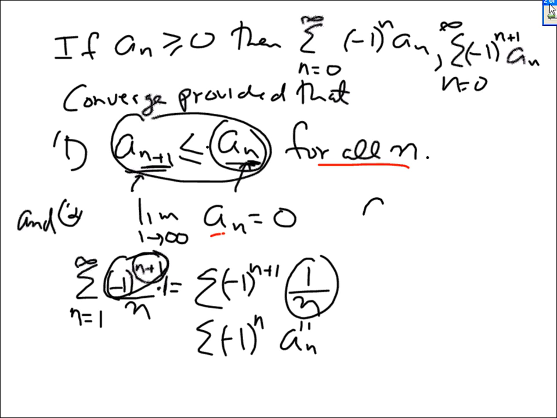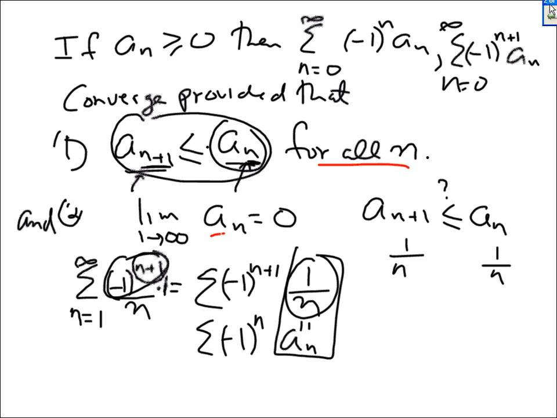Now, criteria 1 says that a sub n plus 1 must be less than a sub n. Well, a sub n plus 1, is it less than or equal to a sub n? Well, like I said, a sub n is 1 over n. A sub n plus 1 is 1 over n plus 1. Now, since n is positive, n starts at 1. The numerators are equal. Here, I'm just dividing by n. Here, I'm dividing by n plus 1.